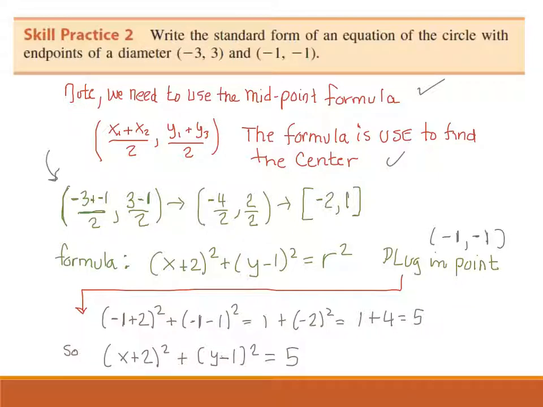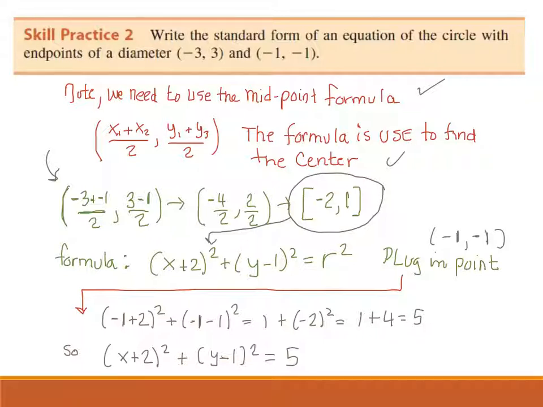We have negative 3 plus a negative 1 divided by 2 for the x values, and for the y values we get 3 minus 1 divided by 2. So we get negative 4 divided by 2 for x, and 2 divided by 2 for y, and so our center is at negative 2 comma 1. We plug this into our standard formula, and we get x plus 2 squared plus y minus 1 squared is equal to r squared.